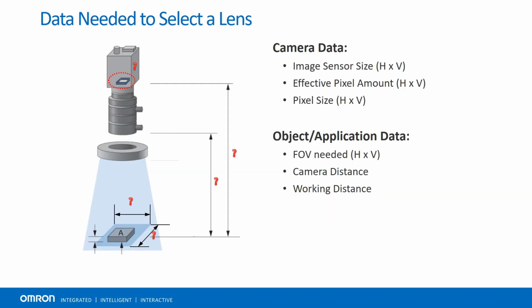When utilizing non-Omron lenses, it is necessary to know the physical size of the pixels and the image sensor size. Using these two variables, we can calculate the effective number of pixels, which is also sometimes necessary. This information is input directly into the lens calculator, and a lens model is recommended. However, when utilizing Omron lenses, we only need to know the camera model we want to use, the size of the field of view, the working distance, and camera distance to properly select our lens.